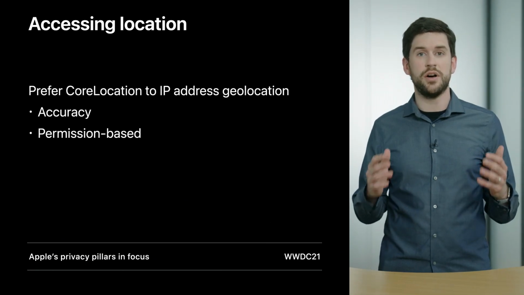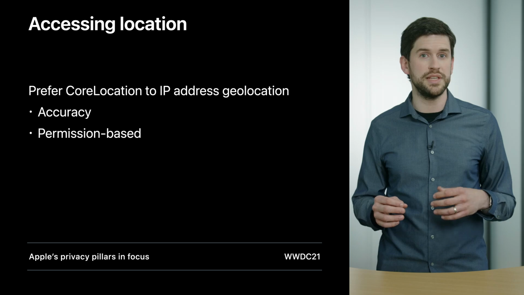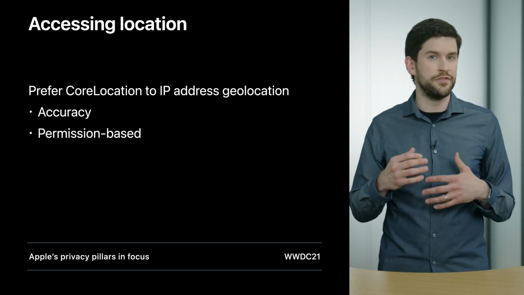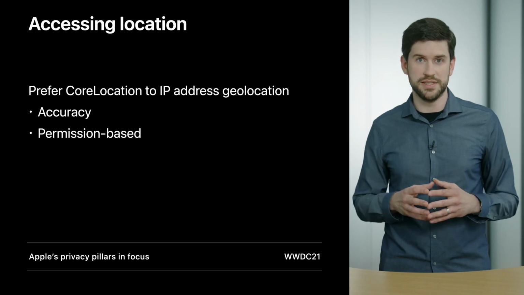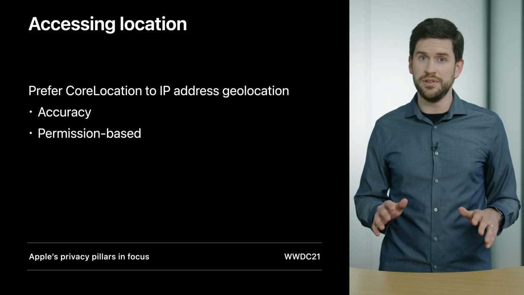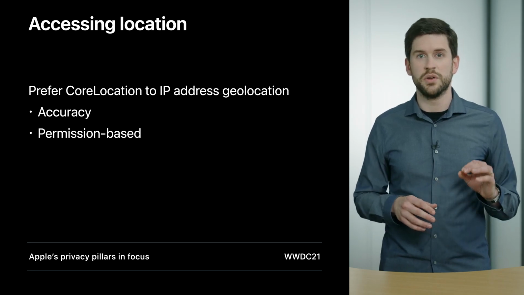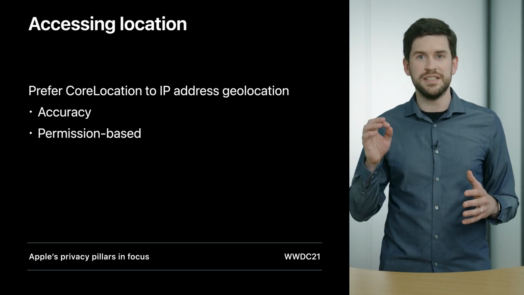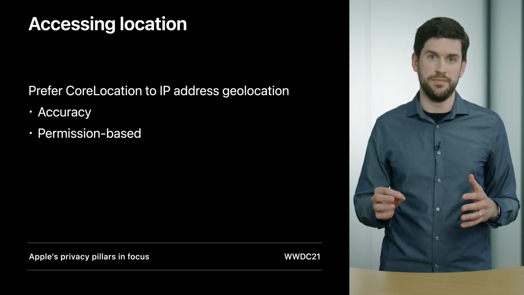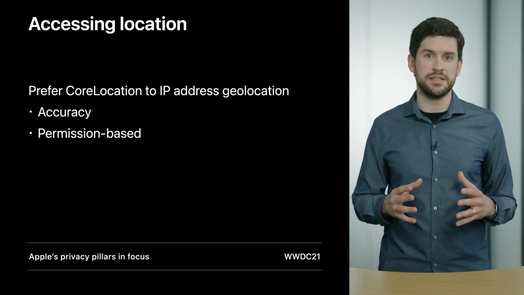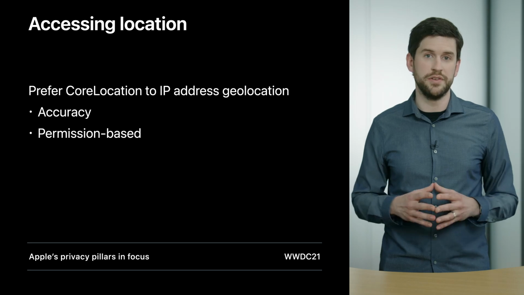If your app provides functionality based on location, this is also a great time to make sure you're using APIs from Core Location instead of relying on servers inferring location from IP addresses. IP address geolocation is often unreliable and inaccurate. Core Location allows you to specify the precision of the location you need and is based on explicit user permission. You can learn more about the latest enhancements to location access in the Apple's Privacy Pillars in Focus session.